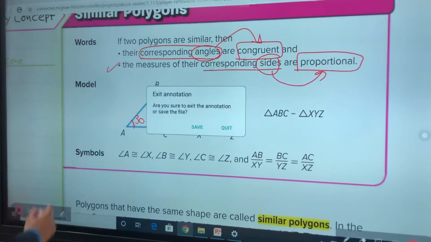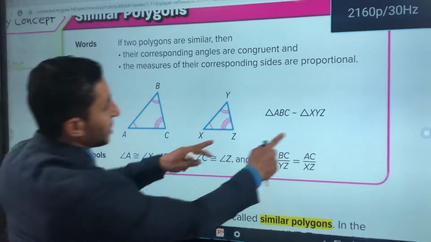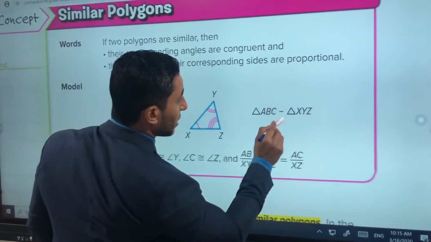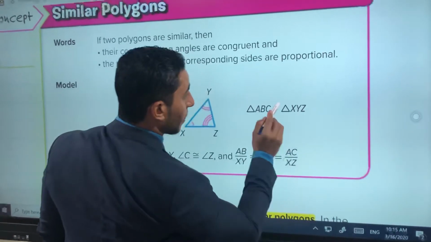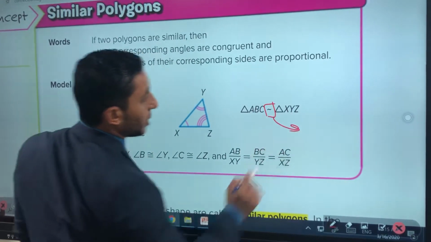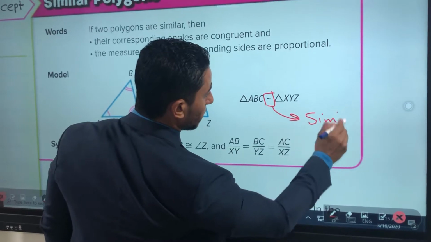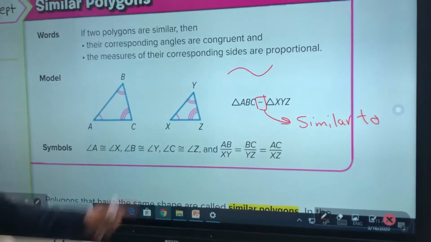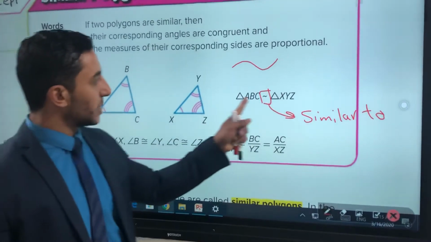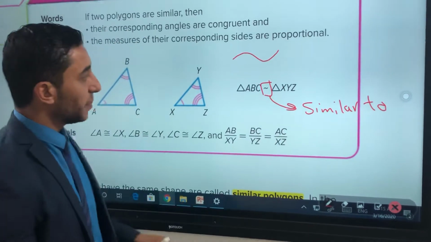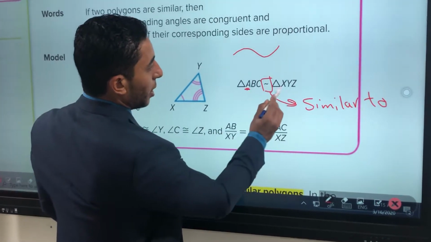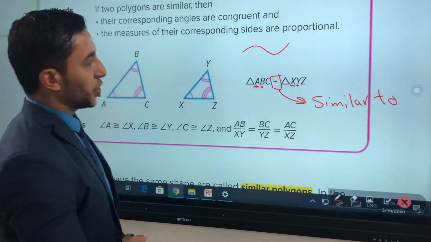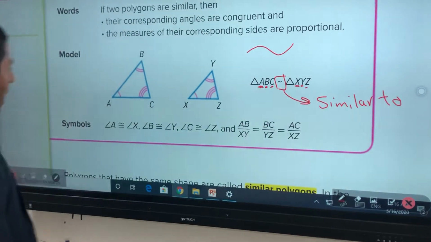Here, how can we write 2 similar triangles? This sign, or this symbol, is similar to. Again, this sign is similar to. So triangle ABC is similar to triangle XYZ. That means angle A equals angle X, angle B equals angle Y in measure, angle C equals angle Z, and so on.